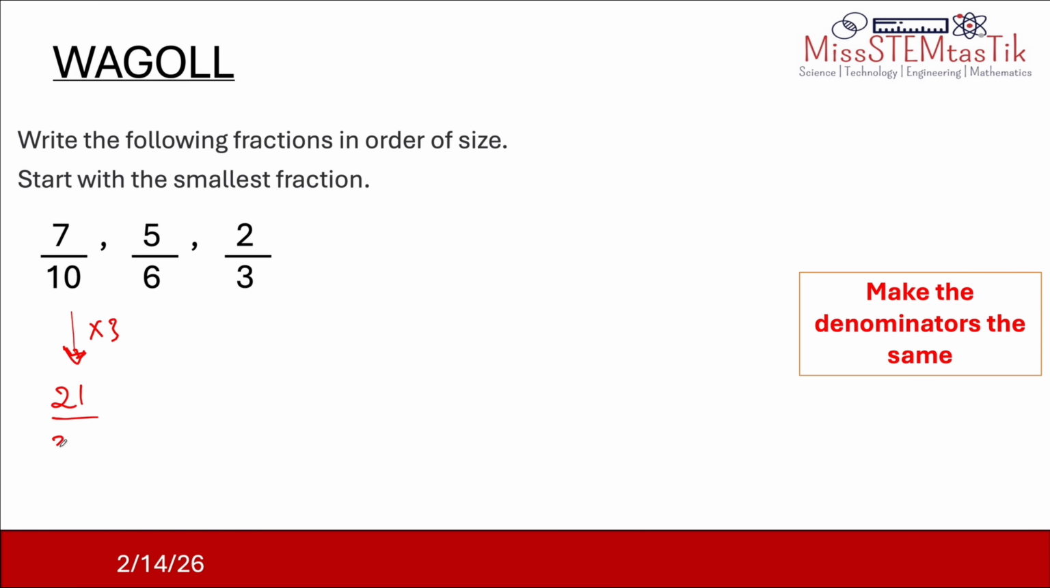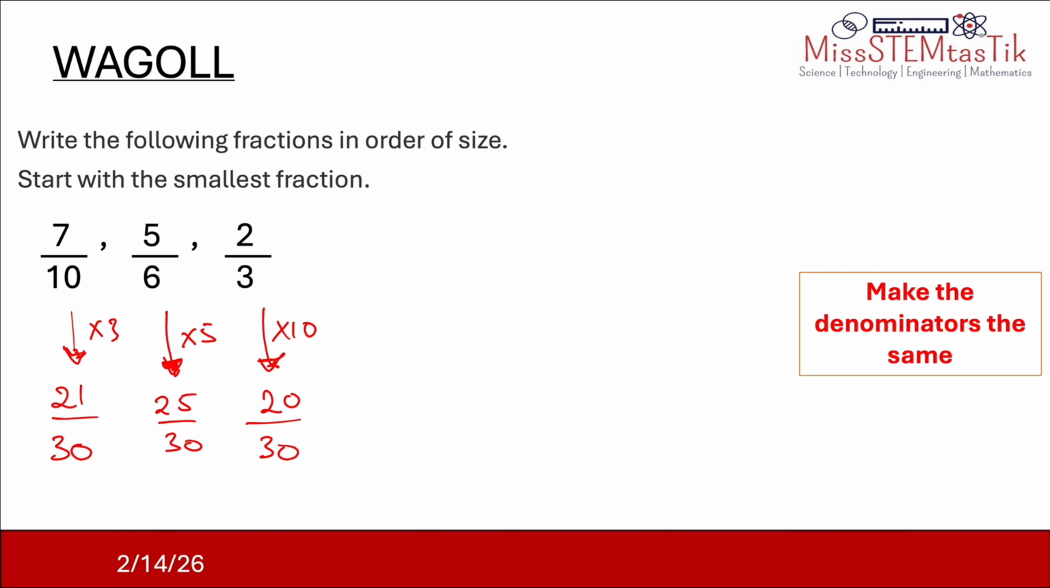So I'm going to multiply the first fraction by 3. So 7 times 3 is 21, 10 times 3 is 30. For 5/6, I'm going to multiply that by 5 to get to 30. So 5 times 5 is 25, and 6 times 5 is 30. So the bottom number has to be the same. The denominators must be the same. 2/3, I will multiply the third by 10 to get it to 30. So 2 times 10 is 20.